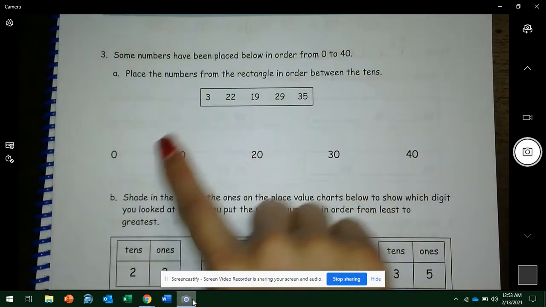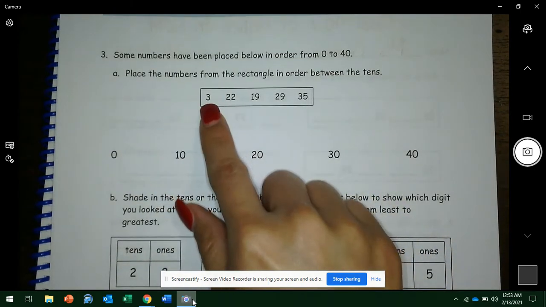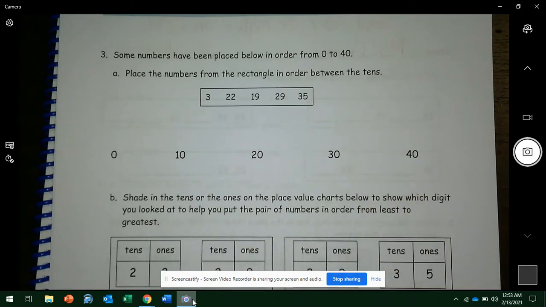Remember, there should be no lines because it's not matching. You should be writing the number in between where it belongs correctly, in the order that it belongs.